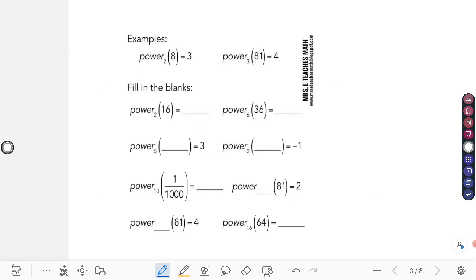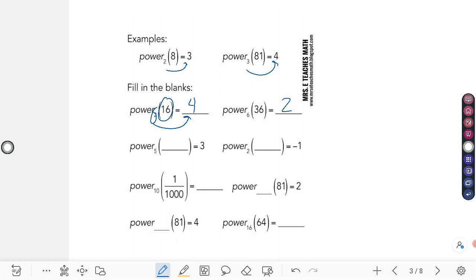All right, before you watch this, you should have done the super fun puzzle. And what we're looking for here is what the pattern is. So if you look at the examples, well, 2 to the 3 is 8, 3 to the 4 is 81, so it must be this to whatever's over here is equal to whatever's in my parentheses. So in this case, this would be a 4. This would be a 2.